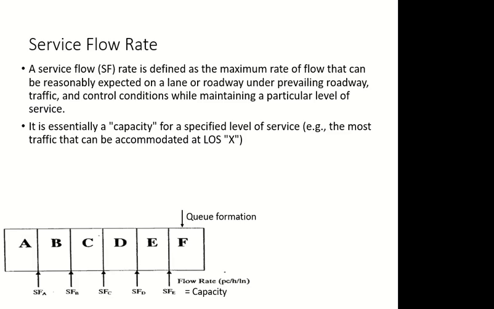If you go from A to B up to E, then E, if you remember, is the capacity condition. So the maximum flow rate at E is actually the capacity of the facility. The service flow rate for E is the capacity of the facility. Okay, so if you find out capacity, that becomes the service flow rate for E. And after E, we enter into F, which doesn't have any limit, like it's as bad as it can get, right?